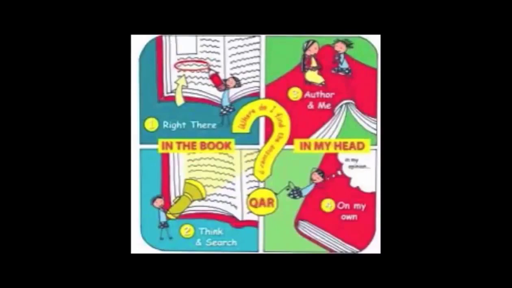The second category consists of in my head questions. These questions require more of the student's input. There are author and me questions, which require students to use their background knowledge and the text to answer the question, and on my own questions, which require students to apply their background knowledge to critically think about items beyond the text, but are related to ideas within it.